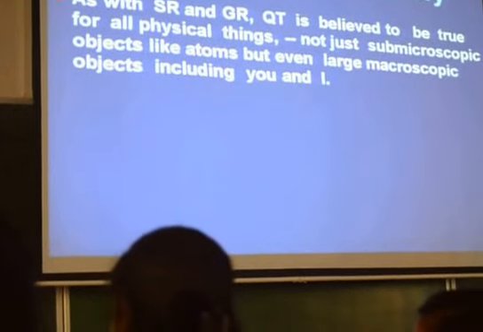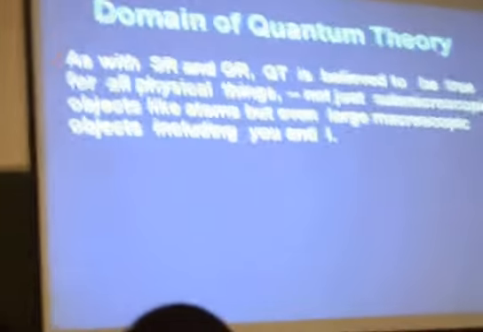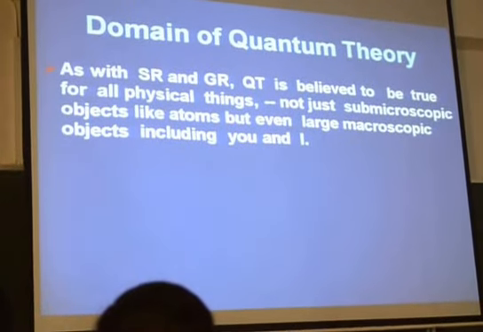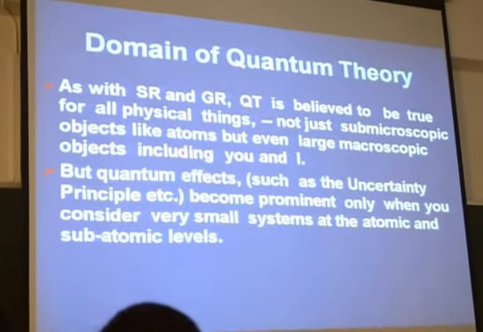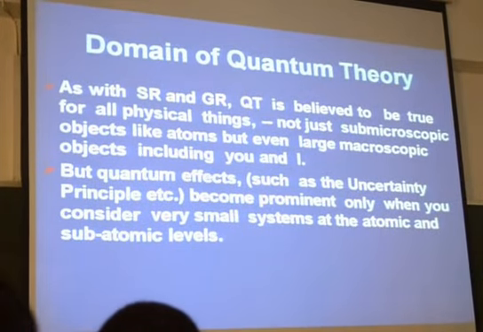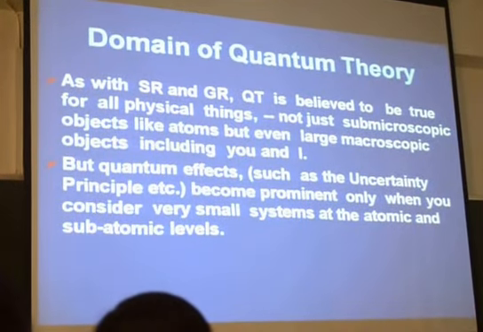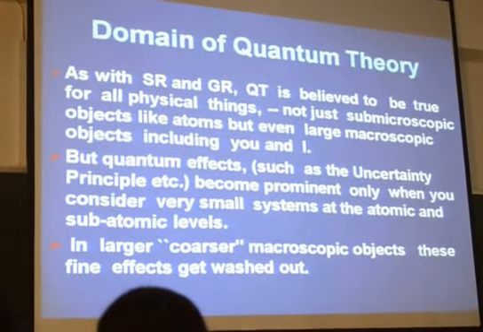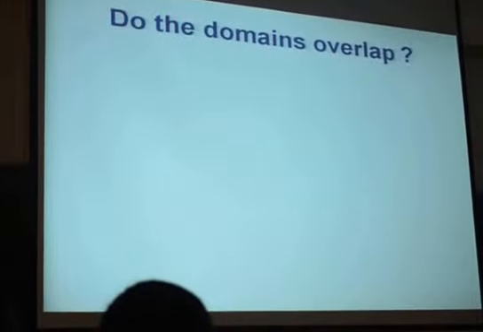You had to go to microscopic objects. By microscopic, I mean sub-microscopic, atomic, molecular. But people have already seen them. So in fact, the unknown phenomena, strange phenomena were already observed, and the theory was designed to take care of them. So it is only when you consider small systems at the atomic and smaller still levels that quantum phenomena become significant. In larger, coarser macroscopic objects, these fine effects get washed out. So these are the domains.